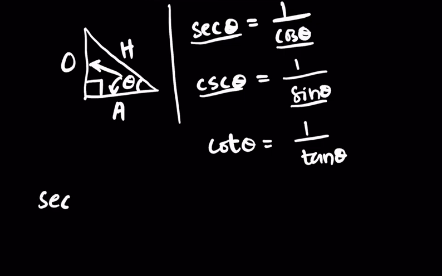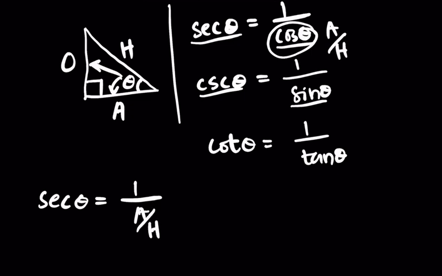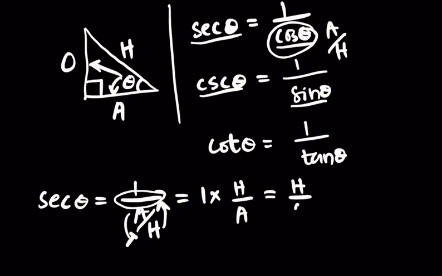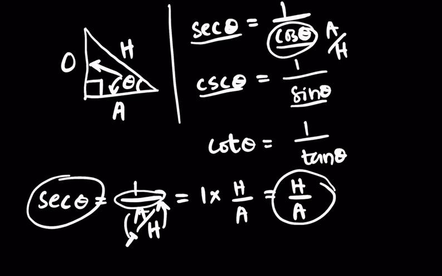So secant theta equals 1 divided by cosine theta, but we know cosine theta is given by adjacent over hypotenuse. So instead of cosine theta, I can write adjacent over hypotenuse here. Now change this division into multiplication. While doing so, the denominator flips up and down. Adjacent will go down while hypotenuse comes up. So 1 times hypotenuse divided by A, which becomes hypotenuse by A. So secant theta is equal to hypotenuse over adjacent.